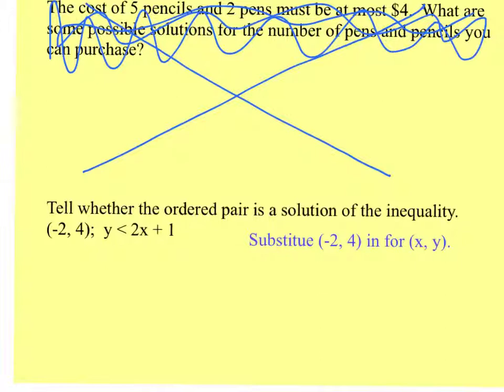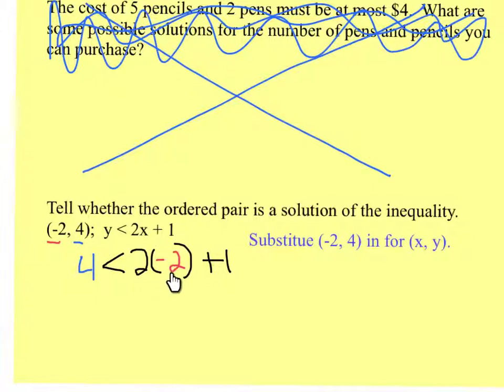So we're going to start here. It says tell whether the ordered pair is a solution to the inequality. Okay, so here's our inequality: y is less than 2x plus 1. What I'm going to do is take my x value and my y value and plug them in. I took the y, or the 4, put it where y is, and I took the negative 2 and put it where x is.